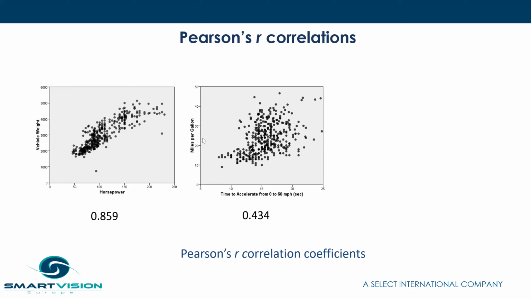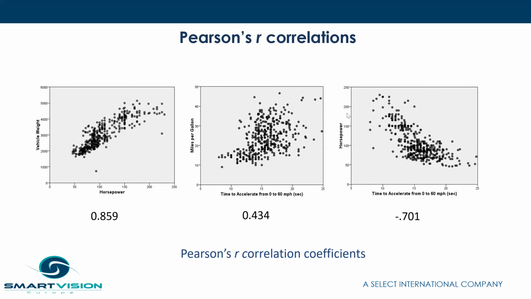And here, the relationship is still a positive relationship, 0.434. And of course, what we're saying is that the longer it takes you to accelerate from 0 to 60, the more miles per gallon, the more fuel efficient the car tends to be. So these smaller cars take longer to accelerate from 0 to 60 and are more fuel efficient. And here we have a negative relationship.